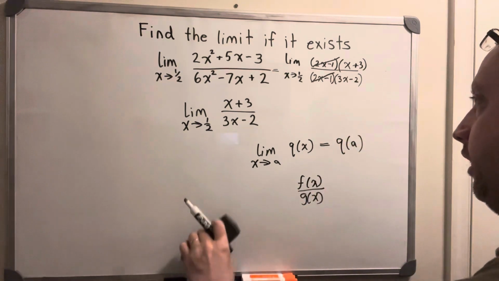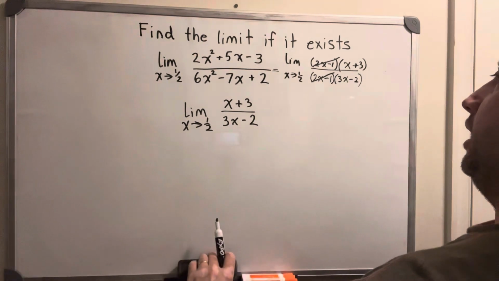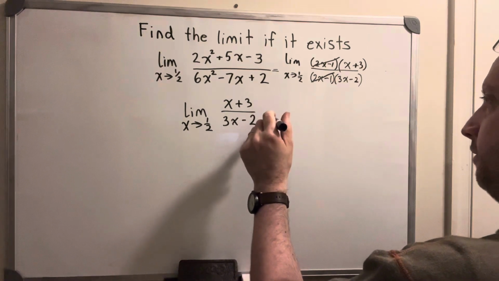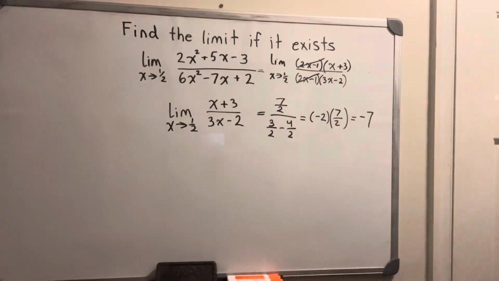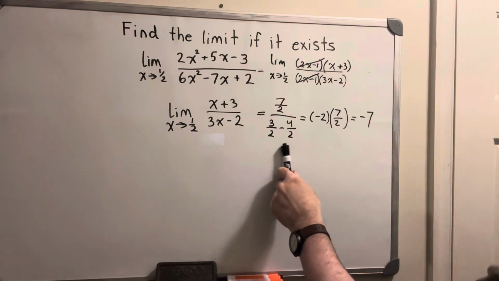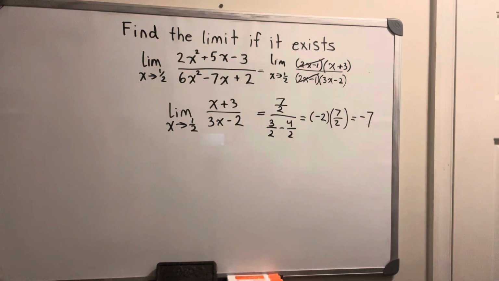So we can just plug in 1/2 instead of breaking this down any further. So plugging in 1/2 into this ultimately gives -7, which is the answer.